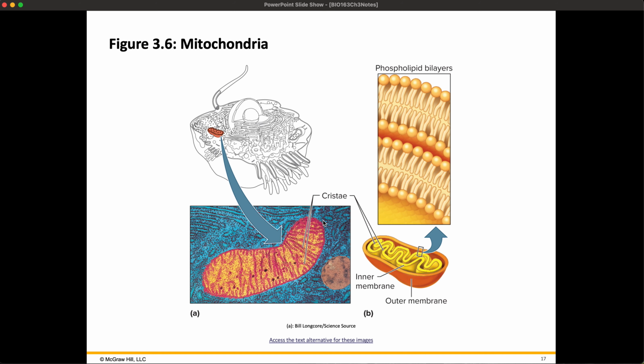There's your mitochondria. It's kind of got this kidney bean shape to it. It's got these cristae within the middle of them, these internal membranes, to help divide and compartmentalize all of those oxidation reactions of breaking things down and putting them back together.